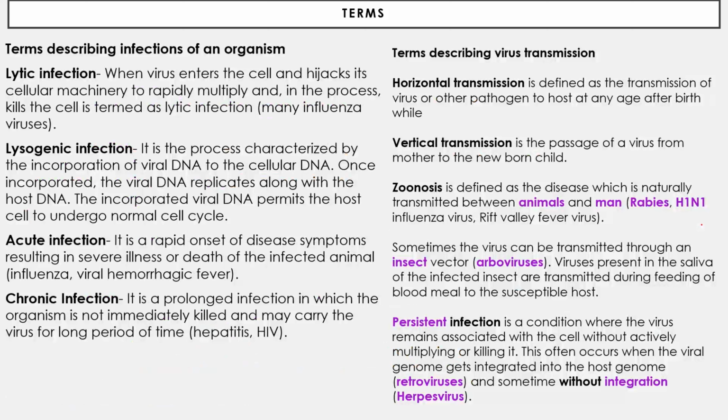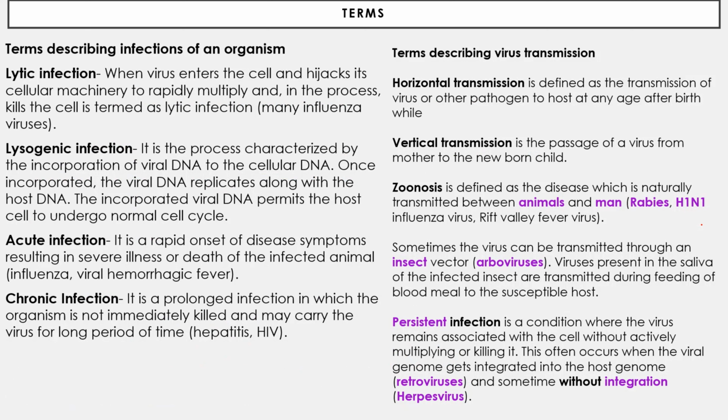Another term is lysogenic infection. It is the process characterized by the incorporation of viral DNA into the cellular DNA. Once incorporated, the viral DNA would replicate along with the host DNA. The incorporated viral DNA permits the host cell to undergo a normal cell cycle. Then we have your acute infection. It is a rapid onset of disease symptoms resulting in severe illness or death of the infected animal. Then chronic infection is a prolonged infection in which the organism is not immediately killed and may carry the virus for a long period of time.